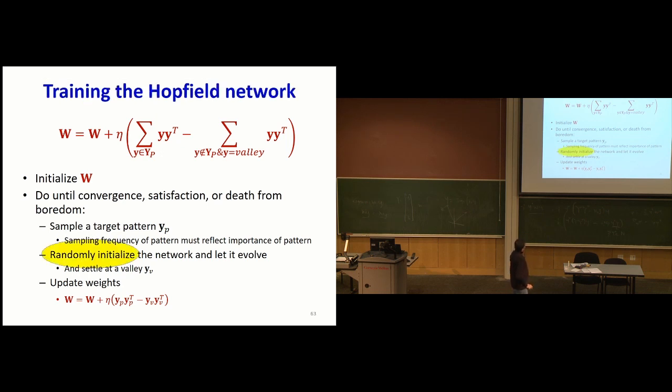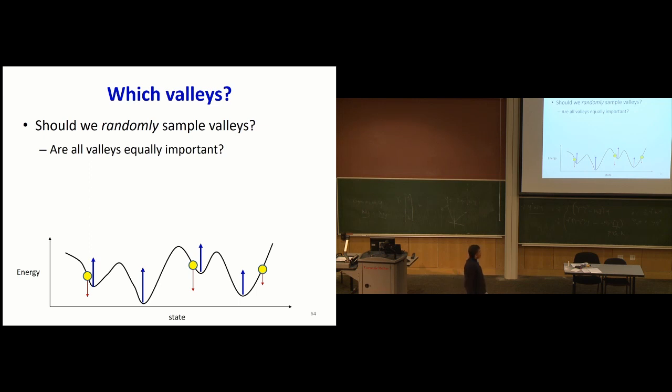Now, do we need to randomly initialize? How important is it for me to randomly initialize in order to detect valleys? Again, you can go back and chip off at this computation to make things simpler. It turns out that what I'm really interested in is to make my memories robust. So I want there to be no other valleys in the vicinity of my memories. So instead of randomly initializing, I can actually start at my target memories.